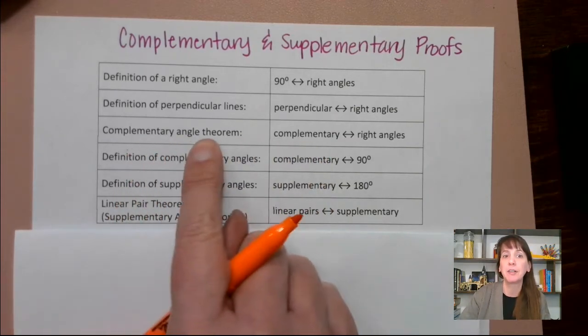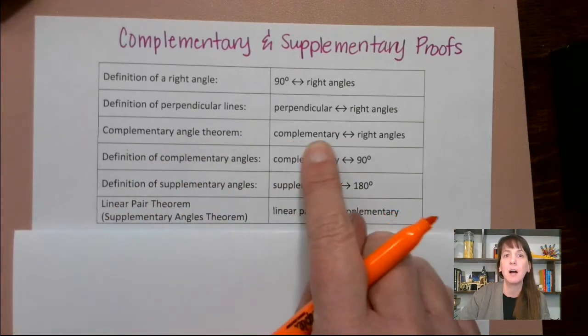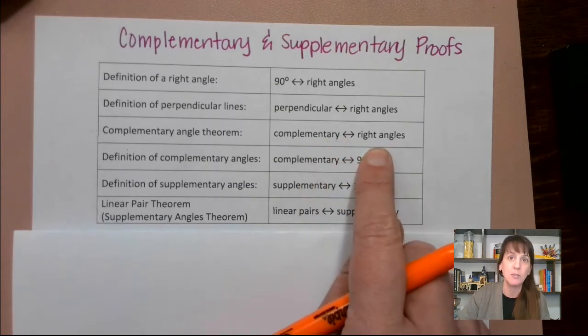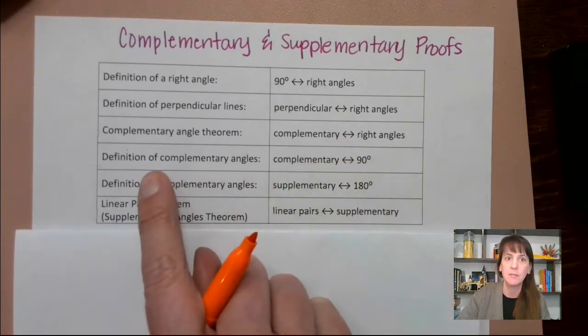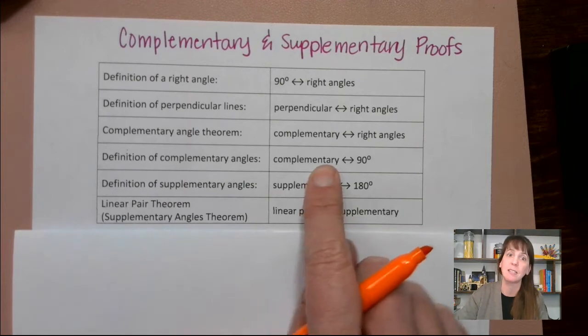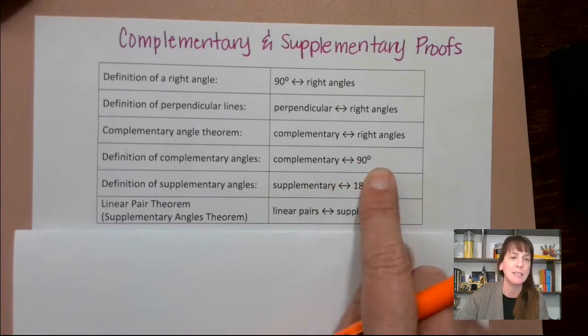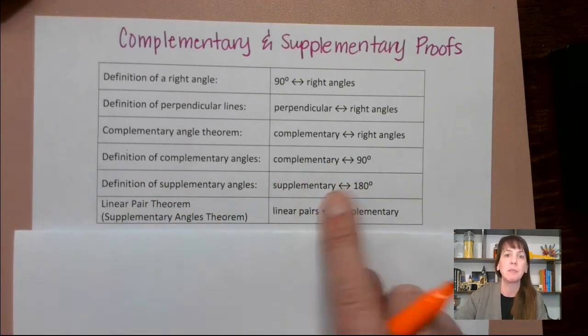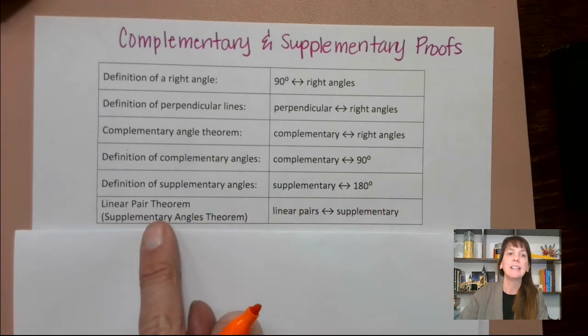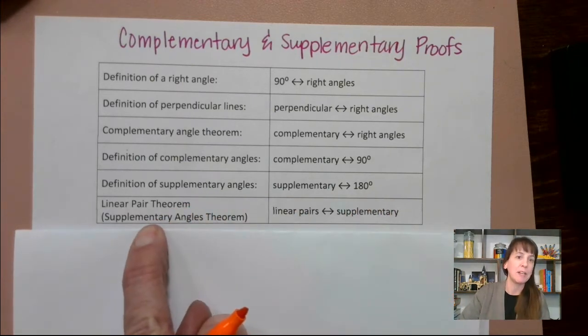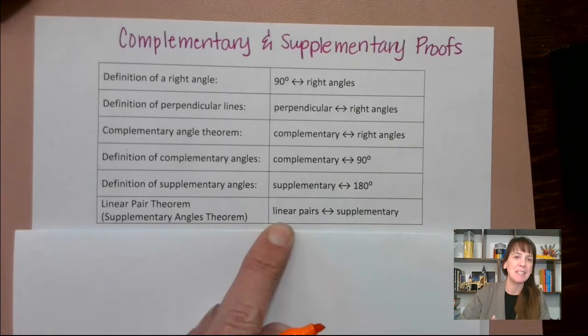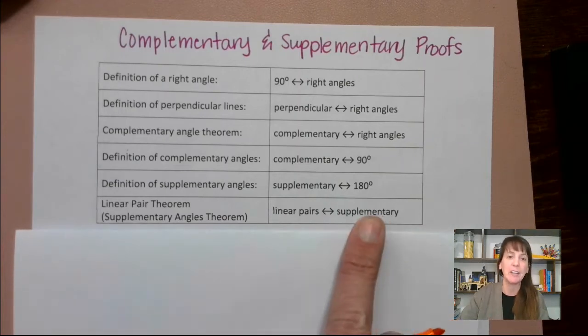Complementary angle theorem. This says that complementary angles are right angles. If you have two angles that are complementary, they're right angles. Definition of complementary angles says that complementary angles are 90 degrees. Definition of supplementary says supplementary are 180 degrees. Linear pair theorem, aka supplementary angle theorem, says that linear pairs are supplementary, and vice versa.